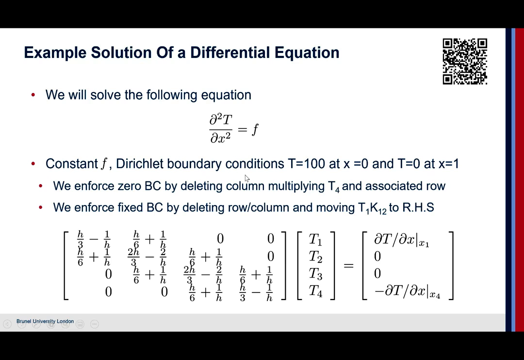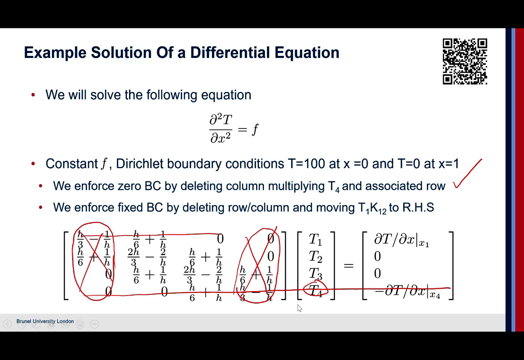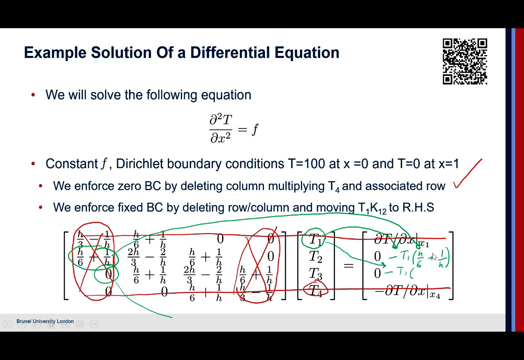So we're enforcing the zero boundary condition by deleting the bottom row here. You can see we essentially eliminate this row, everything multiplying the T4 term, and delete that. For the top boundary condition, which we're fixing to be equal to 100, we delete that top row, and then we move that T1 value to the right-hand side and multiply it by the expression here. So this was the process I showed you last week of applying boundary conditions.